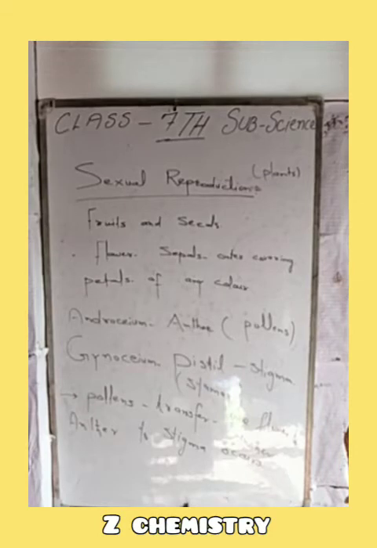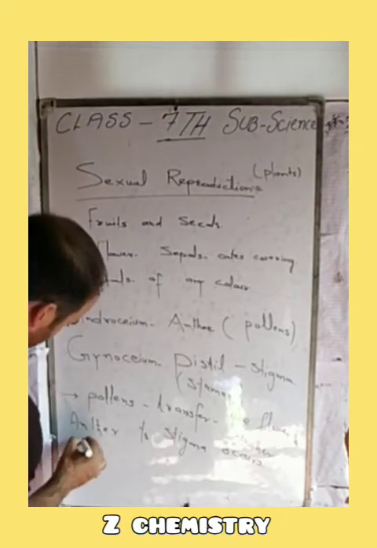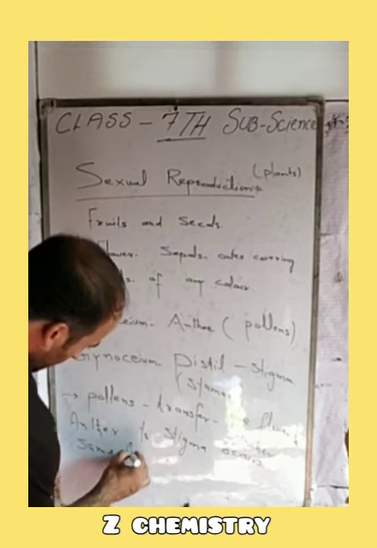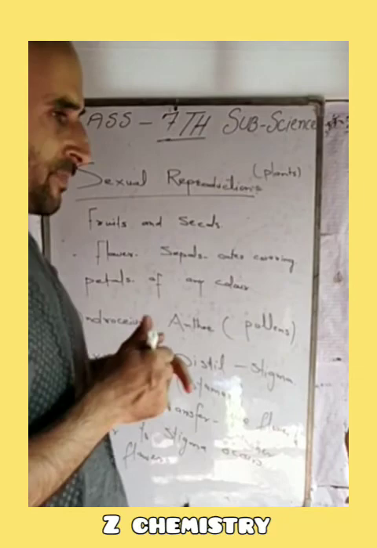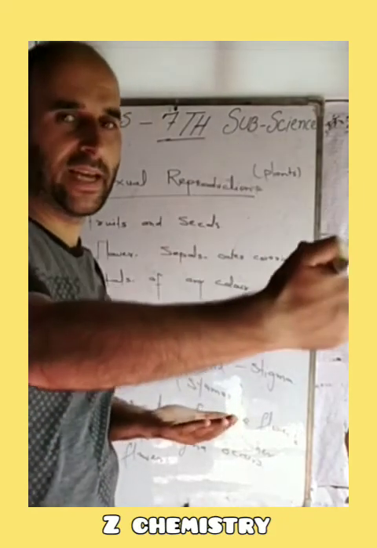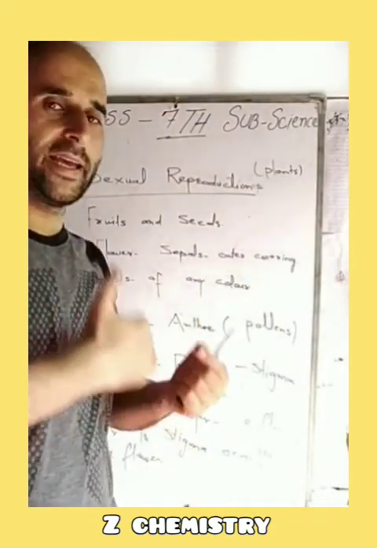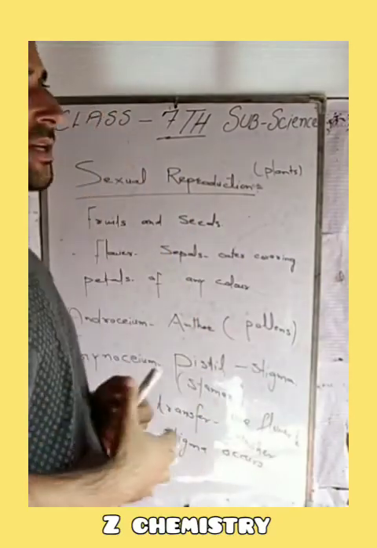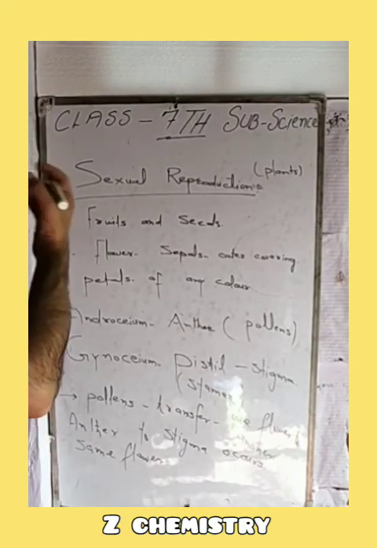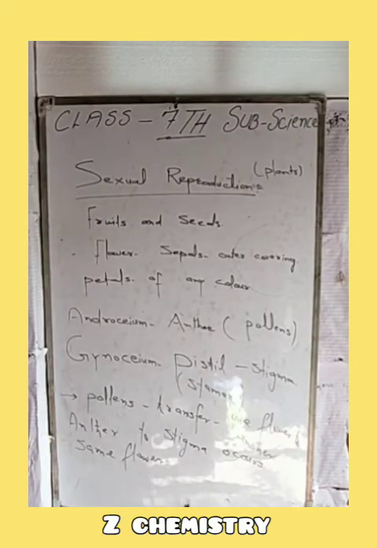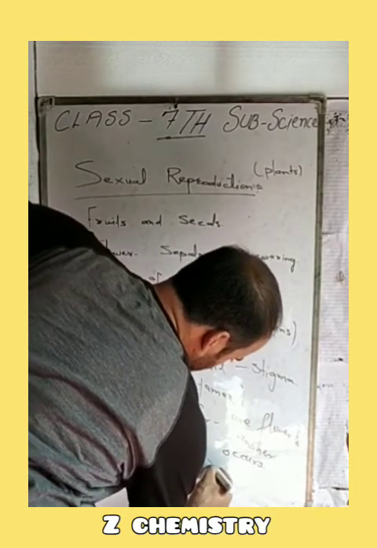This transfer of pollens can occur in the same flower. For example, if a plant has many flowers, the pollens can be transferred from one flower to another, or the transfer can happen within the same flower. It can occur to a flower of the same variety. And this transfer of pollens from anther to stigma is called pollination.